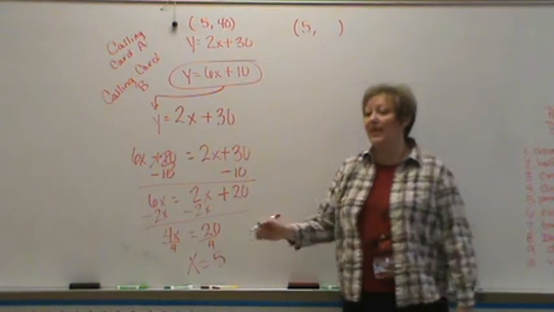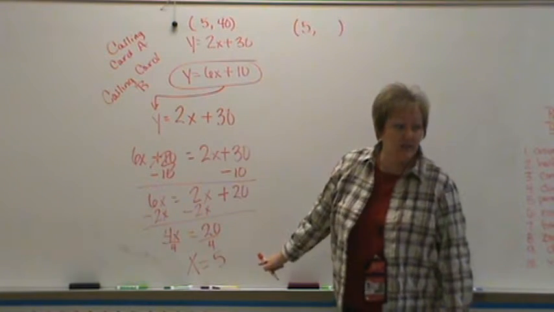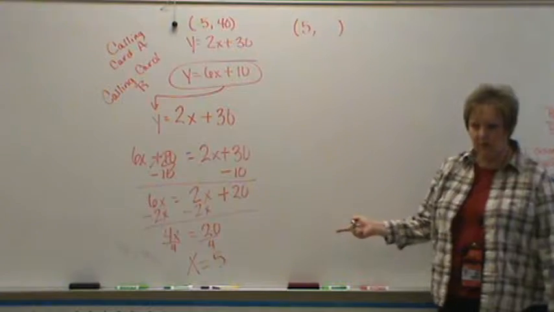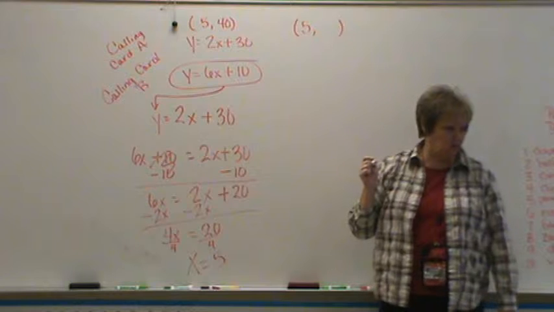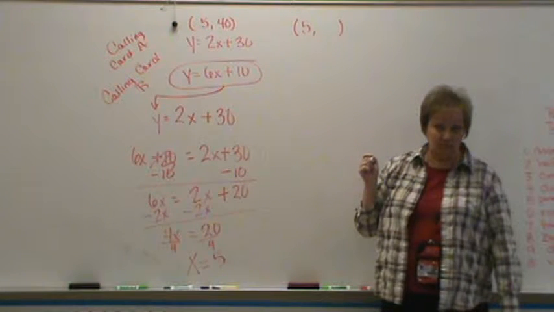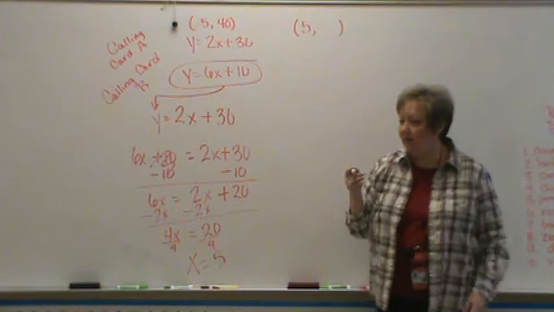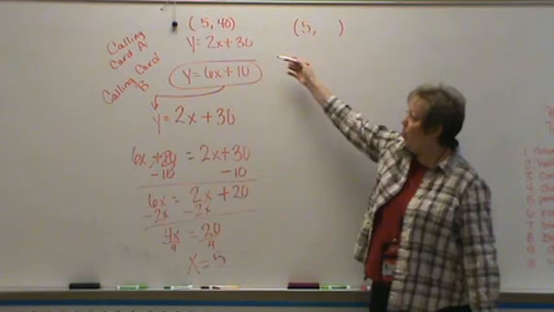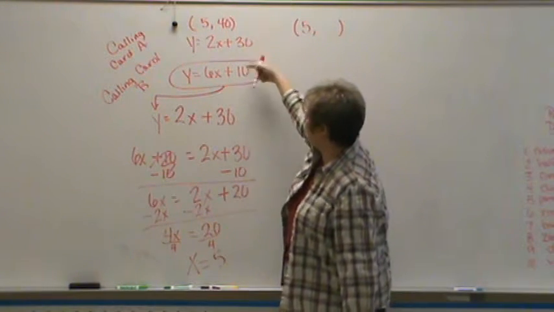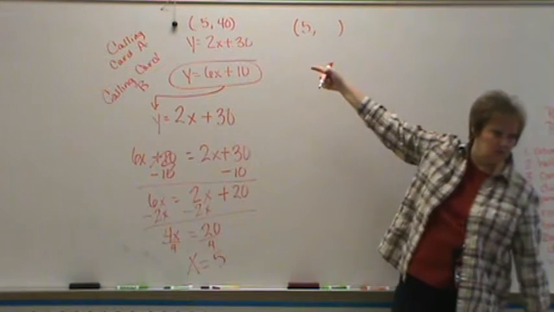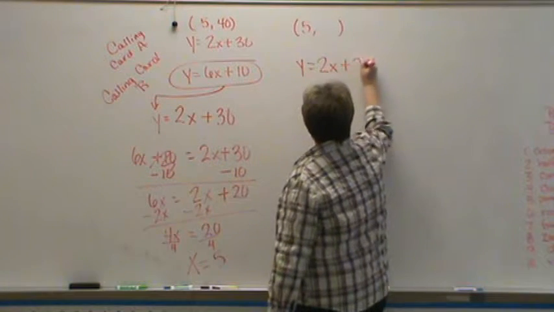So what do you suppose I need to do now that I know x equals 5? What do you suppose I need to do to figure out what y equals? Replace x with 5. Which equation? Does it matter? It doesn't. It's like Burger King. You can have it your way. Pick out the equation that you want. Which equation are we going to use? Doesn't matter. Y equals 2x plus 30.